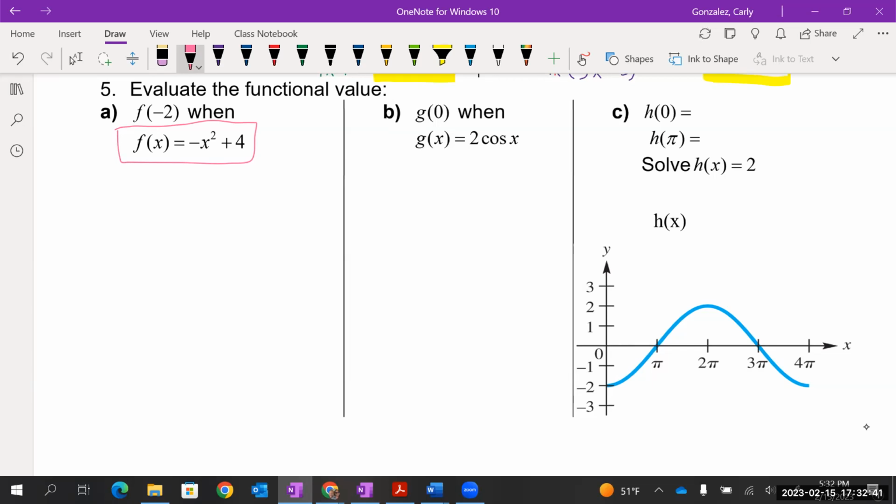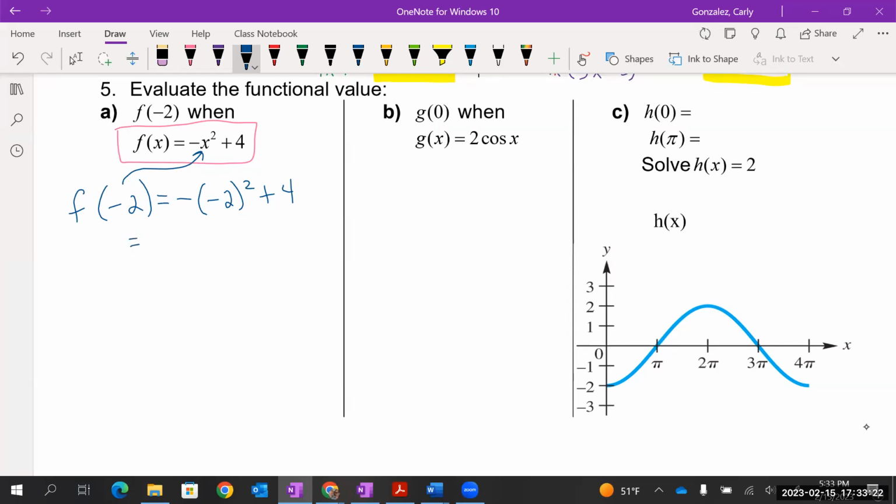So we're now trying to find f of negative 2. And so basically, if you look, what's inside the parentheses in the formula, that's x. So now we have a -2 inside the parentheses. So we're going to plug in that -2 for x into the formula. So we get negative of -2 squared plus 4. So we have to be careful with that double negative.